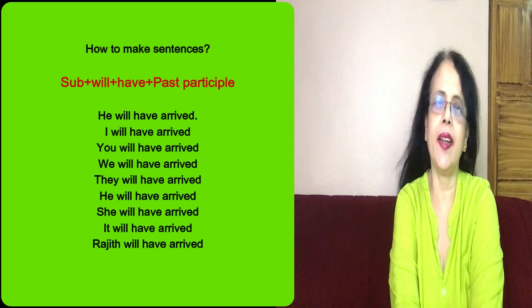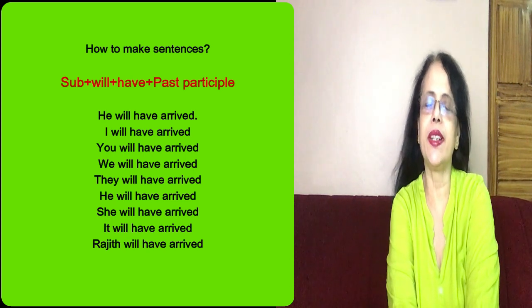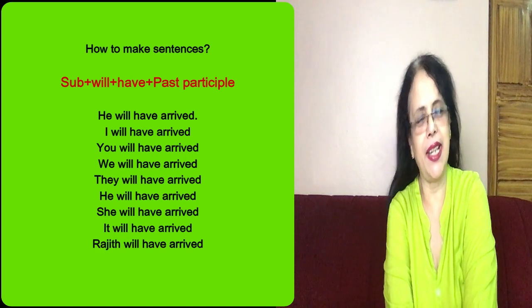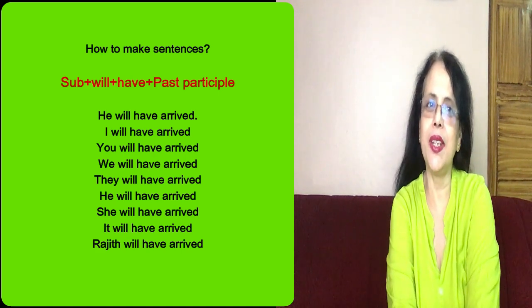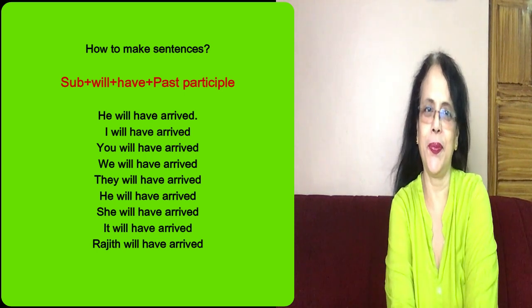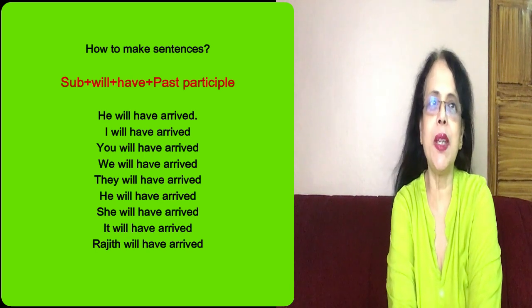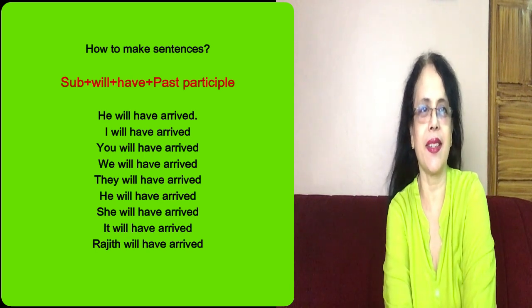He will have arrived. He is the subject. Auxiliary verb is will. We are adding have, and arrived is the past participle form of arrive. Isn't it very simple? Yes. So let's make some more positive sentences.